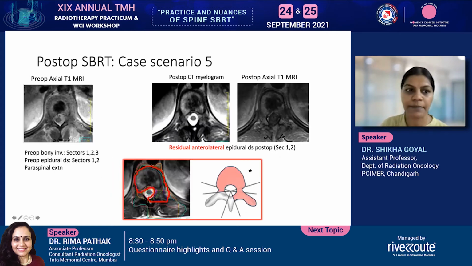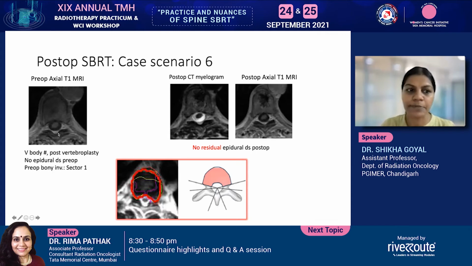In this particular example, this patient had involvement of sectors 1, 2, and 3 preoperatively, and there was epidural disease involving sectors 1 and 2. And there was also a paraspinal component towards the left side. This patient had a residual disease in the epidural space in sectors 1 and 2. So our initial sectors 1, 2, and 3 will definitely be part of the CTV. But since the disease was involving the whole vertebral body, we take another sector, that is sector 6, towards the right side as part of the CTV.